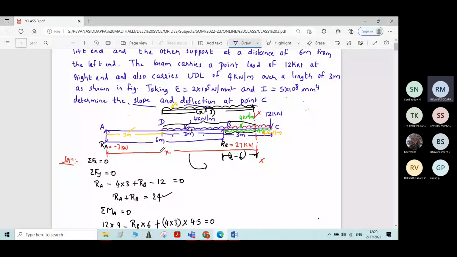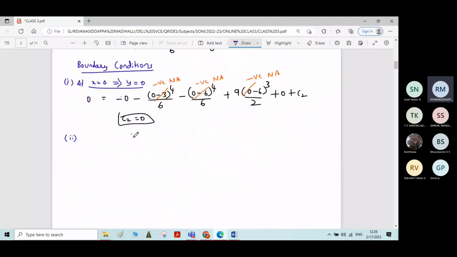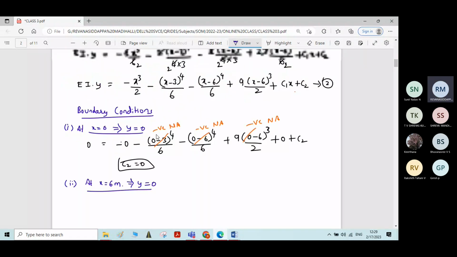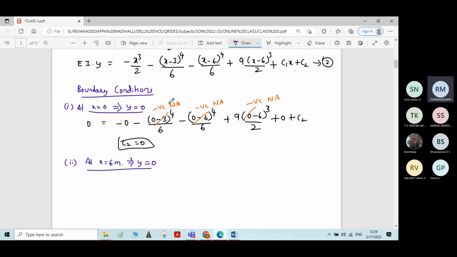Now at x equal to 6 meter, here we have one more simple support. Means at x equal to 6 meter, again deflection y equal to 0. That boundary condition you can utilize. At x equal to 6 meter, corresponding deflection y is equal to 0. Substitute x equal to 6 meter and y equal to 0 in the same equation.